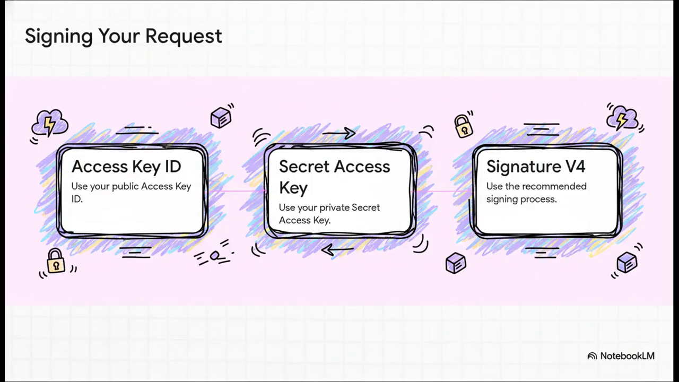So how do you make this signature? Well, you use your two main credentials, the public access key ID and the all-important secret access key, which, by the way, you need to guard with your life. These keys get fed into a special algorithm, and out comes the signature. And AWS is very clear. You need to use the latest, most secure version of this process, which is called Signature version 4.